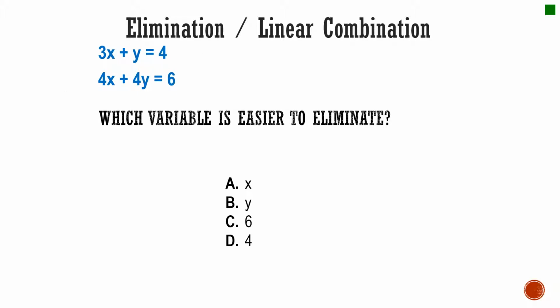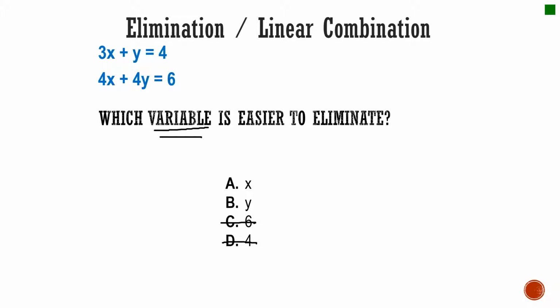For our final one, I want you to look again and see, just to start out, which variable is easier to eliminate. Would it be the x, the y, the 6, or the 4? So let's look at it carefully. I have 3x and 4x. I have y and 4y. And I have 4 and 6. Carefully, as you're looking here, you can see it says which variable. So I'm looking for a variable, not a number. Tricky. So 6 and 4 are not good answers.